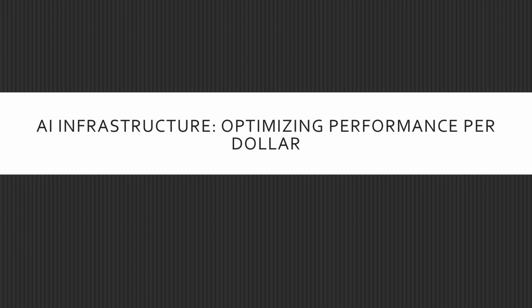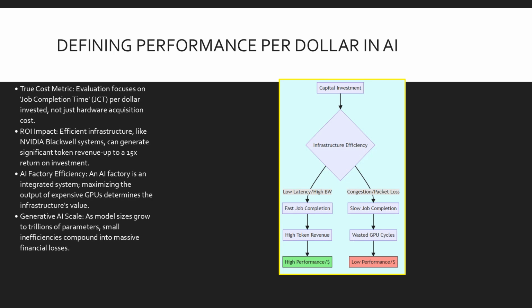Welcome. In this session, we will examine the financial metric that matters most in AI infrastructure, performance per dollar. We will look beyond sticker price to understand how network efficiency and utilization drive the true return on investment. Making AI infrastructure decisions, the sticker price of a switch or server is misleading.